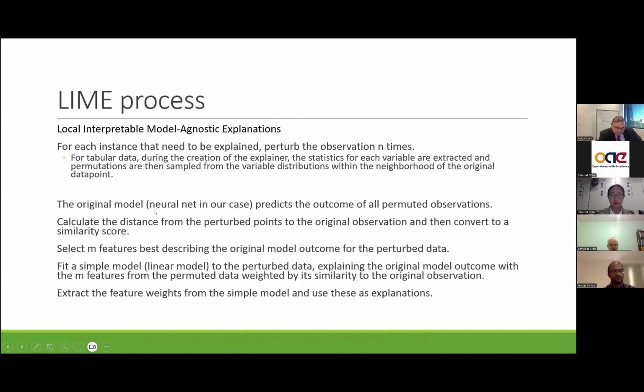And then we calculate a distance from the perturbed points to the original observation and convert that into a similarity score. Then using this data set, that is the n new data points, we can use a simpler model, that is a linear model, on the perturbed data and explain the outcome. Because with a linear model, you have the coefficients, the a1 x1 plus a2 x2. It's very easy to explain that process. So using the coefficients, we can evaluate how important each feature in the data set was for that particular data point. So based on the feature weights, we can provide the explanations.